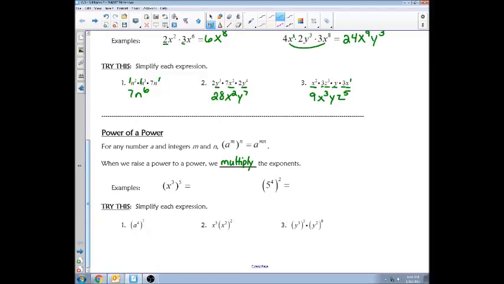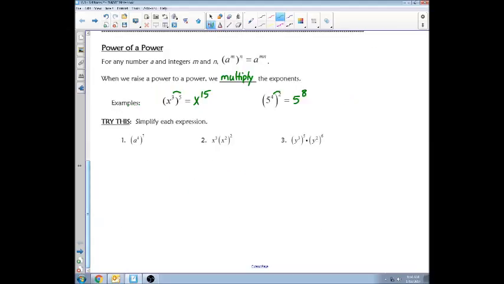So for the first example, I have x to the third raised to the fifth. I'm going to take the 3 and the 5 and multiply them together. So I'll have x to the 15th. I have 5, 4 times 2, so it would be 5 to the 8th. Okay. Let's try this real quick. So I'm going to multiply 4 times 7. So it'd be a to the 28th.